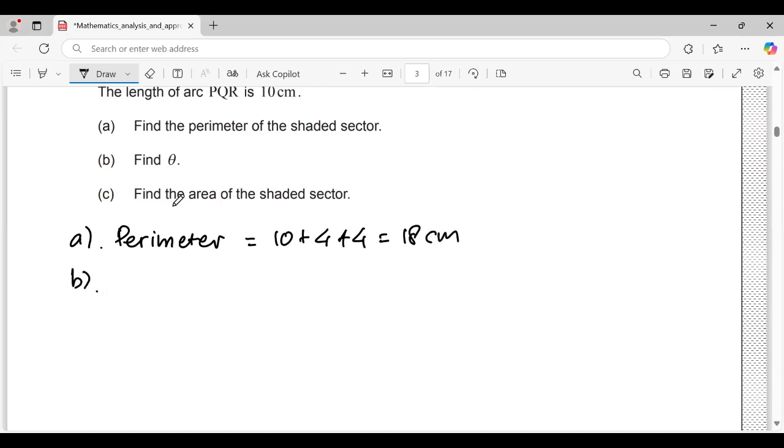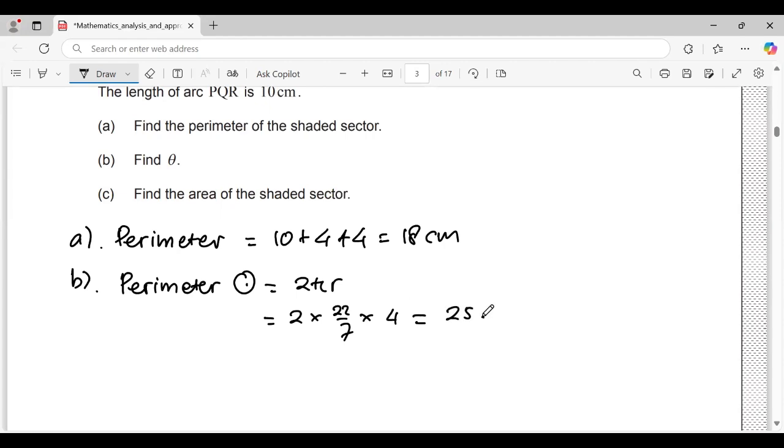B, find theta. To find theta, we need to find the perimeter of the circle. The formula is 2 pi r. 2 multiply 22 over 7 times 4 centimeters. If you calculate, the result is 25.143 centimeters. So this is the perimeter of the circle.